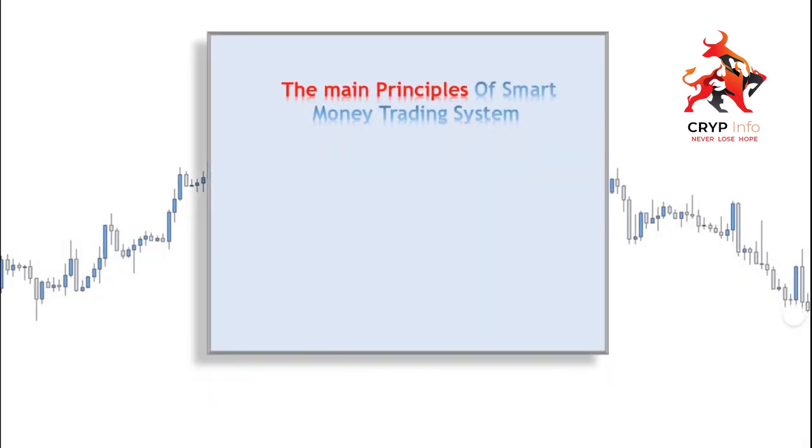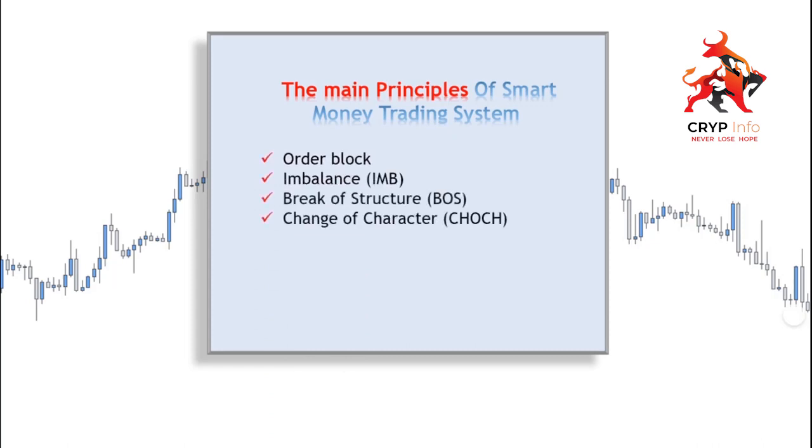So what are the main principles of smart money trading system that every Forex trader needs to know, their definition, and how to state them in the market? So these principles are: order block, imbalance, break of structure, change of character, inefficiency, and liquidity.